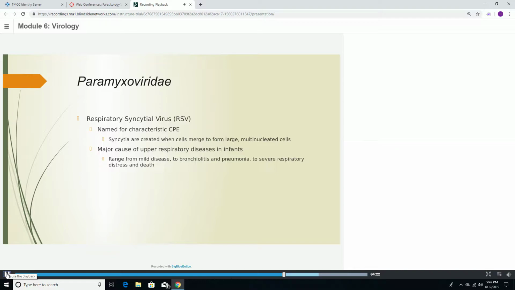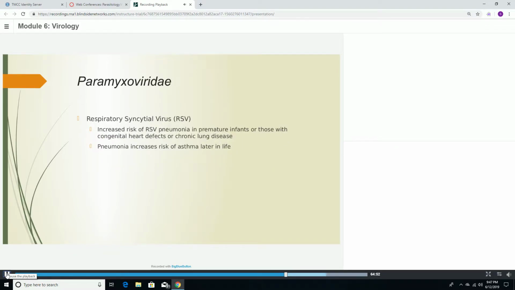Respiratory syncytial virus, or RSV, is named for its characteristic cells. Syncytia are associated with cells merging to form large multinucleated cells. It's a major cause of upper respiratory disease in infants, ranging from mild disease to bronchiolitis and pneumonia to severe respiratory distress and death. We've actually had a couple of cases of RSV-associated infant deaths in our area, so it's important for you guys to note this virus because it is something that we come in contact with here.